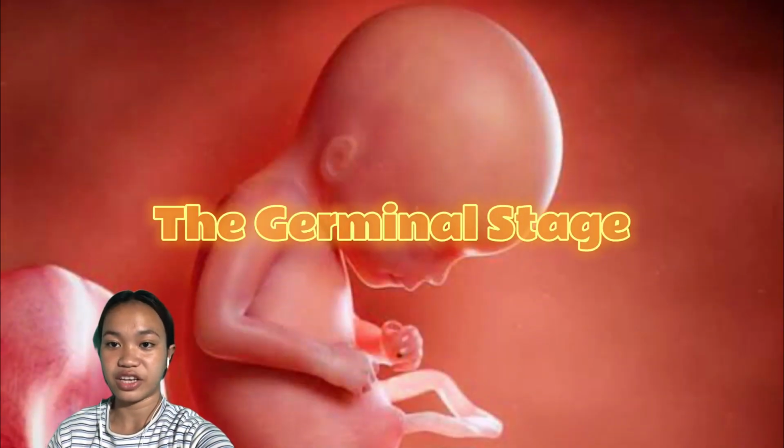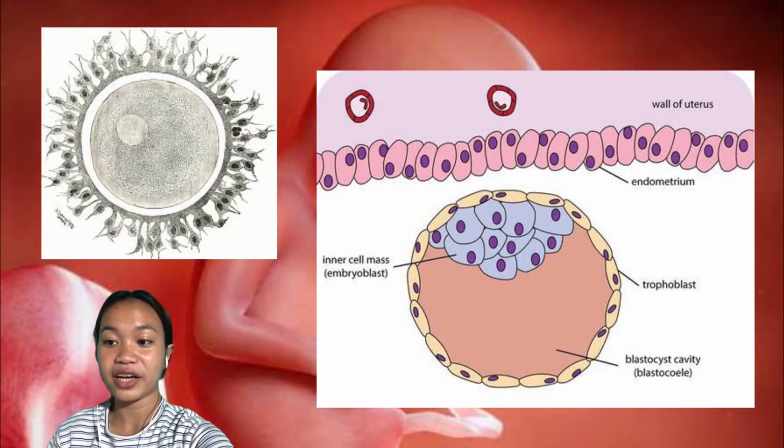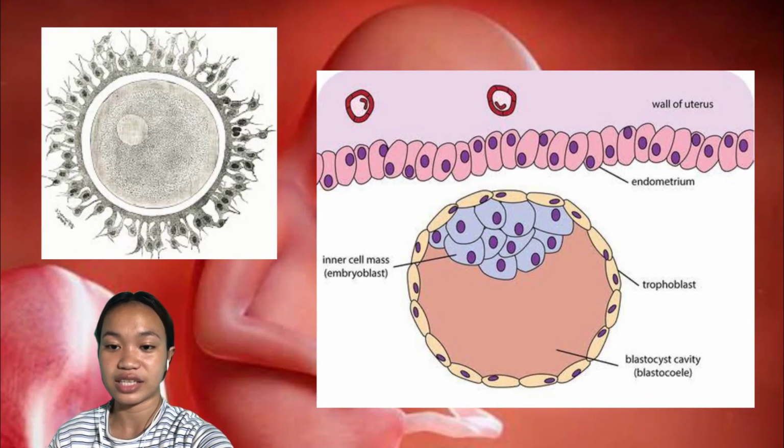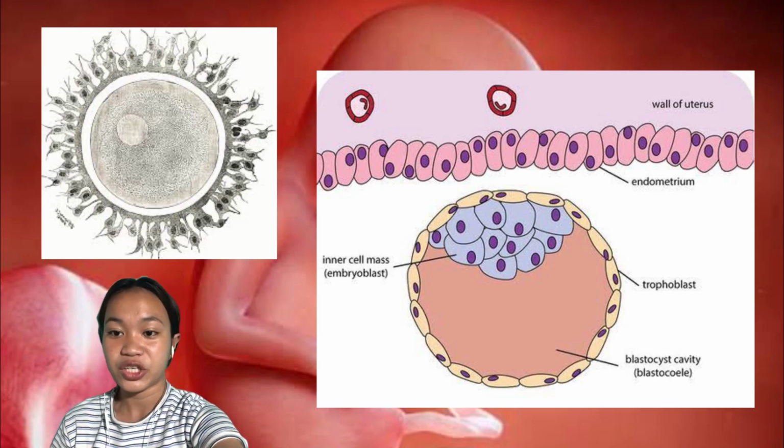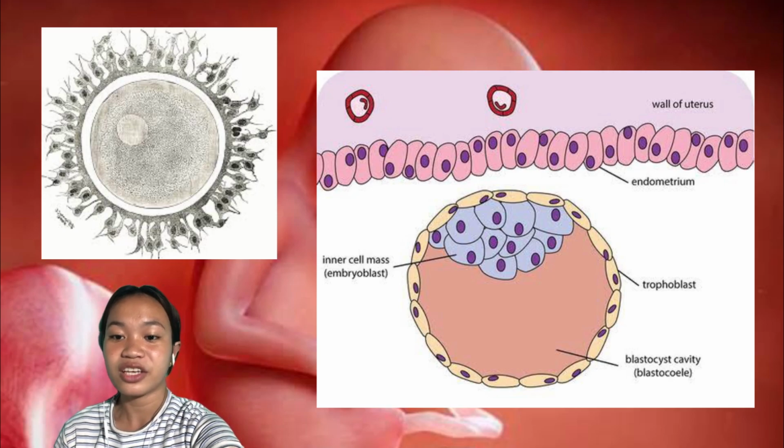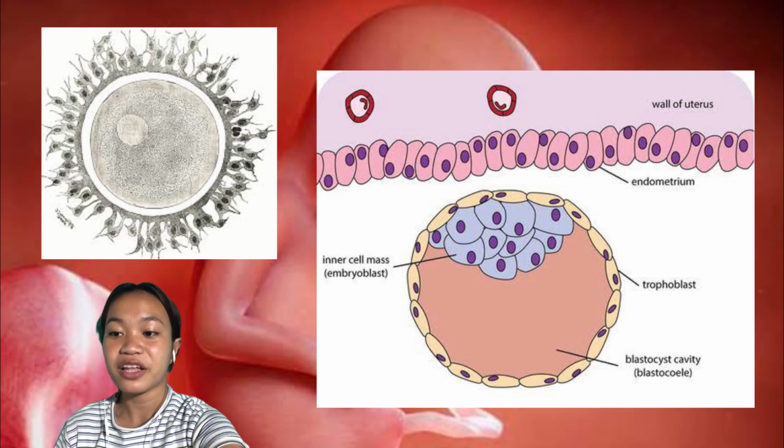The germinal stage. The germinal stage of pregnancy starts at the time of conception, when the sperm and the egg combine to form a zygote. It lasts 2 weeks after conception. During this stage, the zygote begins to divide in order to implant into the uterine wall. Once implantation is complete, the embryonic stage begins.